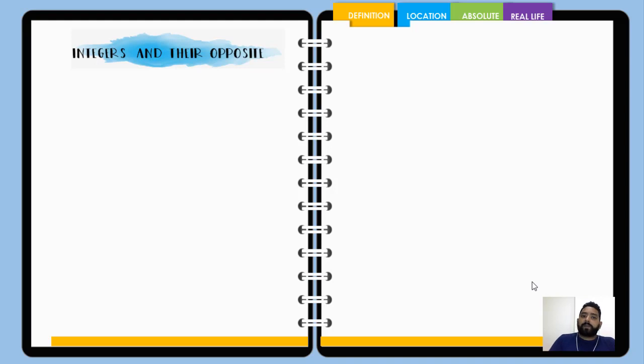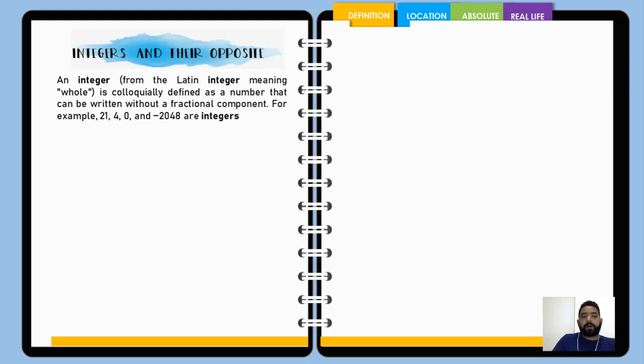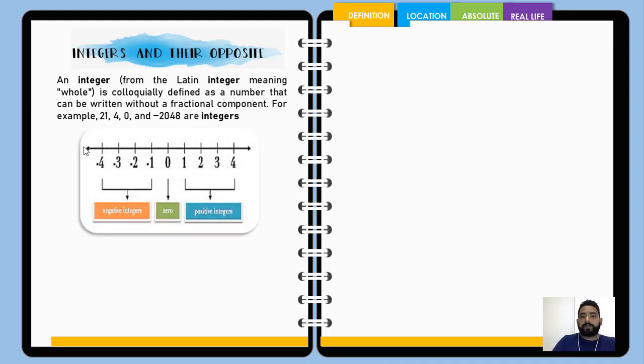Today I will explain integers and their opposites. Basically, integers are whole numbers, but these whole numbers we can represent with positive and negative numbers. Integers are numbers without a fractional part or fractional component. We are going to divide the integers into positive, negative, and zero. But we have a special definition for zero.